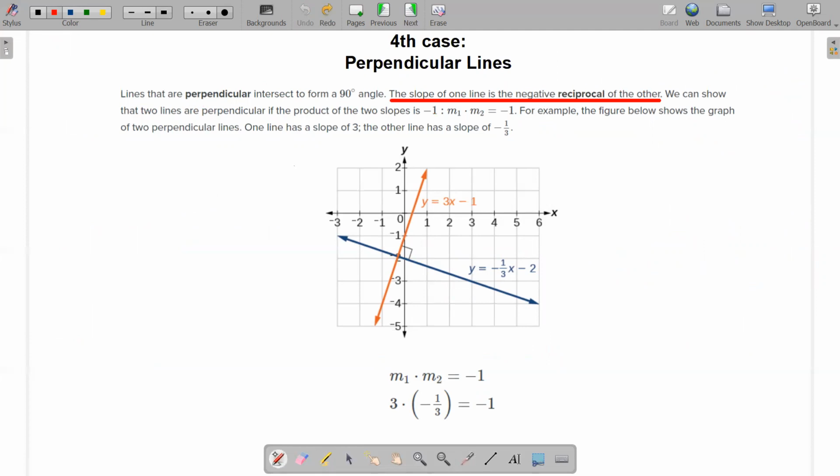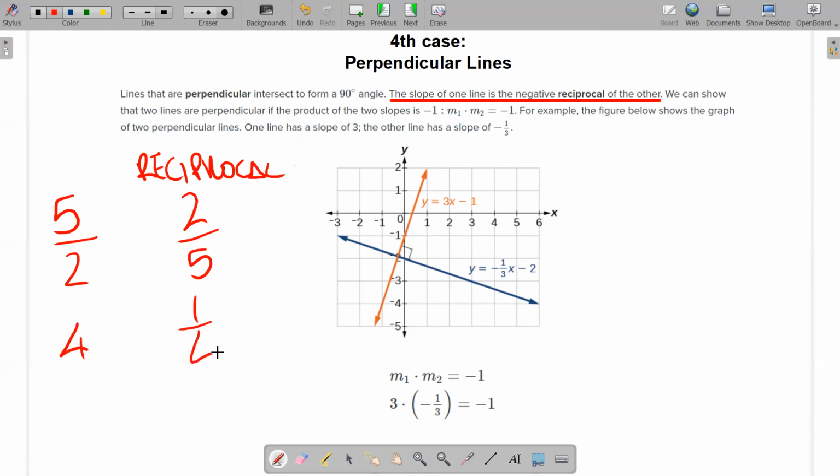What does it mean? I've been talking about reciprocals, and so far I think you got it for the amount of times I used it. But let me explain quickly. A reciprocal is the flipped version of a number. For example, if I have 5 over 2, the reciprocal will be 2 over 5. If I have 4, the reciprocal will be 1 over 4. In general, the multiplication of the original number with its reciprocal would be 1.